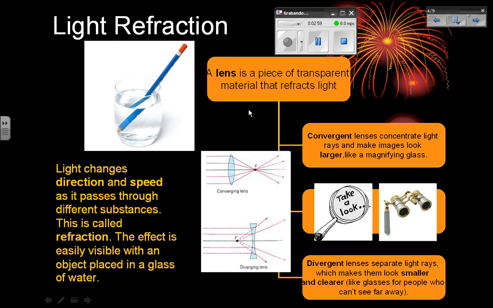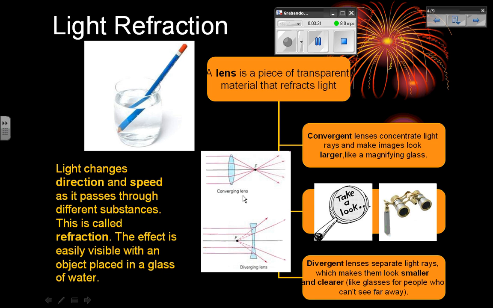A lens is a piece of transparent material that refracts light. There's 2 different types of lenses. Convergent lenses concentrate light rays and make images look larger, like a magnifying glass. Divergent lenses separate light rays, which makes them look smaller and clearer, like glasses for people who can't see far away. You can see the effect of the light rays passing through the different types of lenses in this diagram.